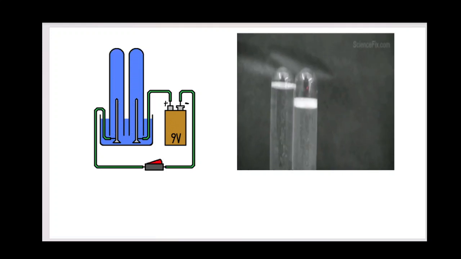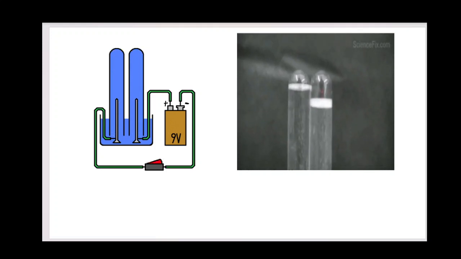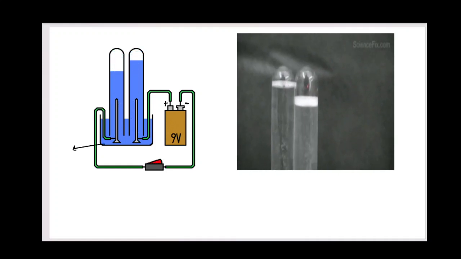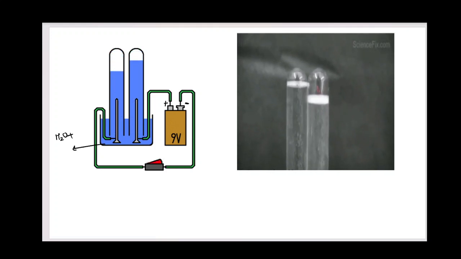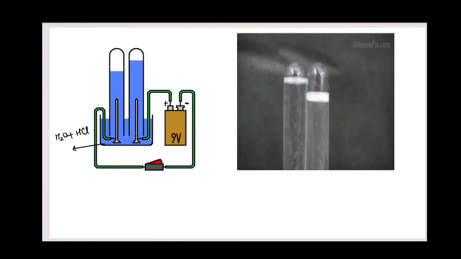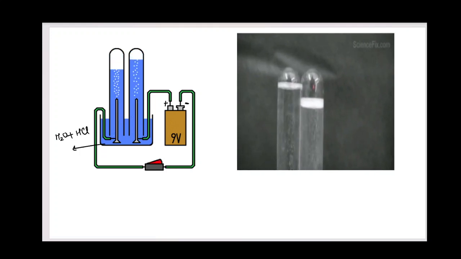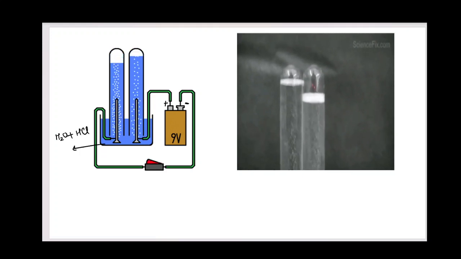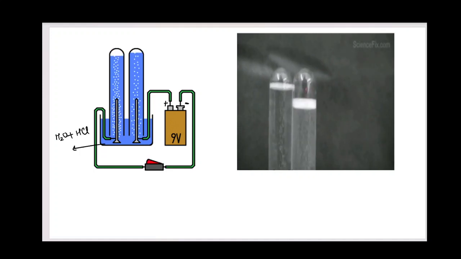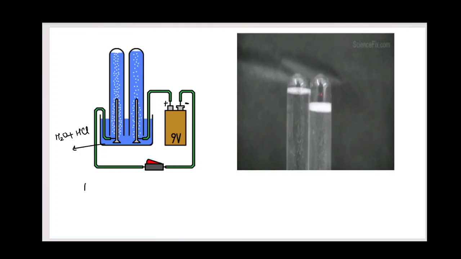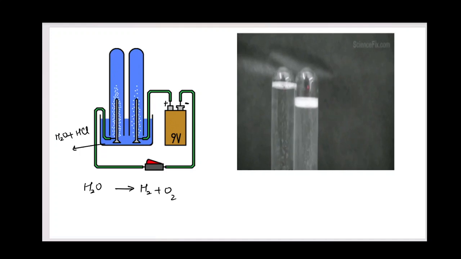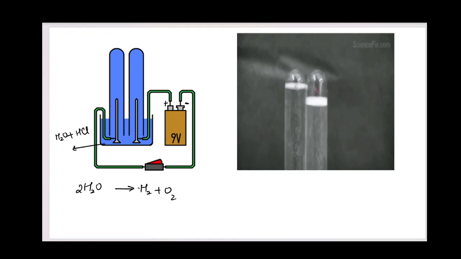Okay, so what happens here? Water is taken in the beaker, and to that water they add a few drops of HCl to get ions. Now when they switch on the current, the water is split into H2 plus O2.